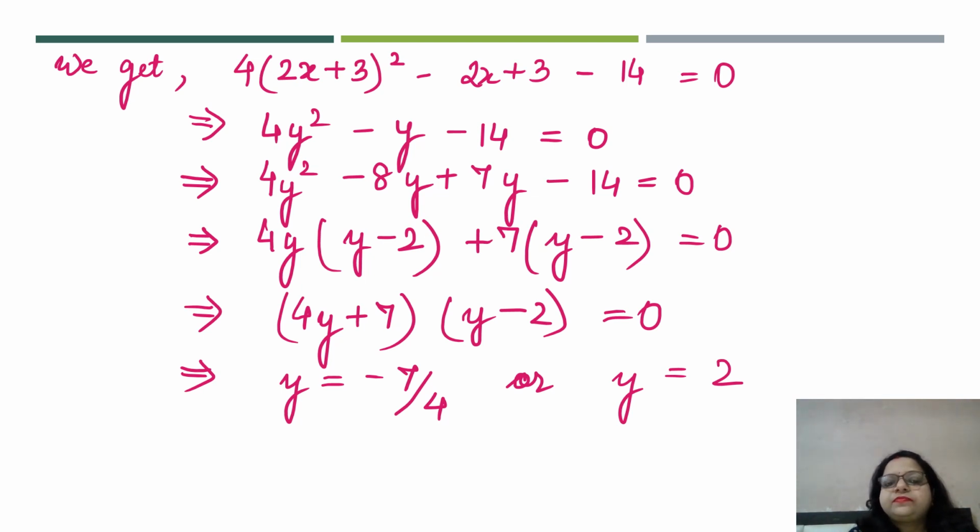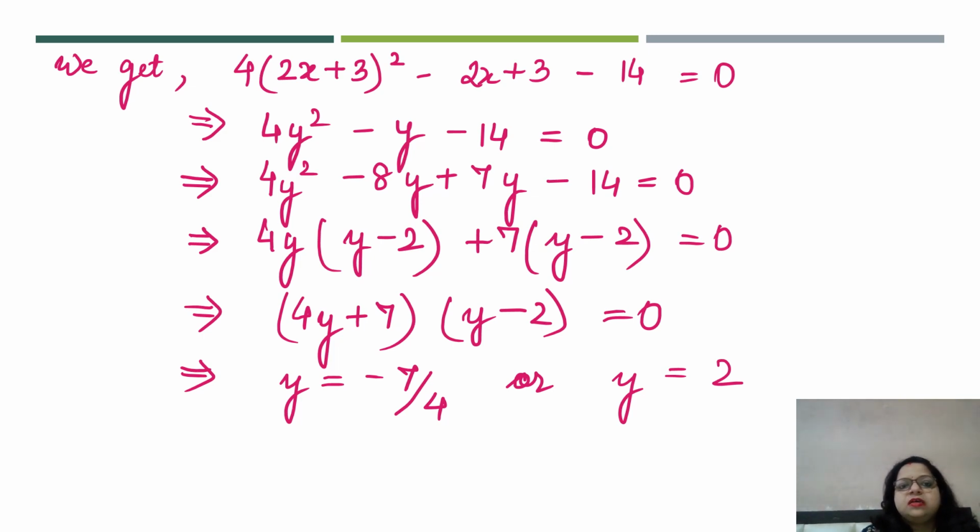Okay, minus 8 plus 7 is minus 1. So 4y into y minus 2 plus 7 into y minus 2 is equal to 0. 4y plus 7 or y minus 2 is equal to 0. Therefore, the value of y is minus 7 by 4 or y is equal to 2. Now, this is not the end of the question, children. We have to find the value of x also.